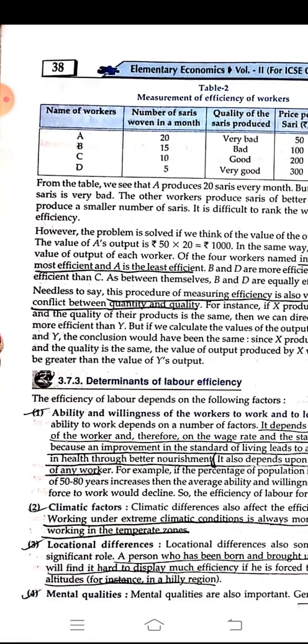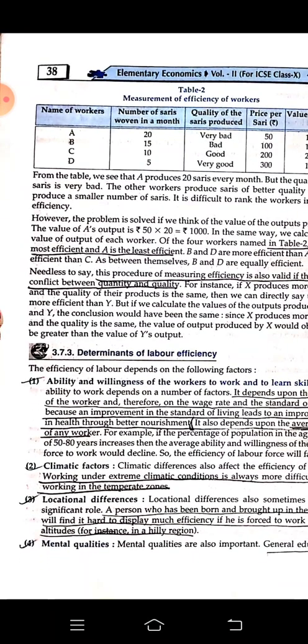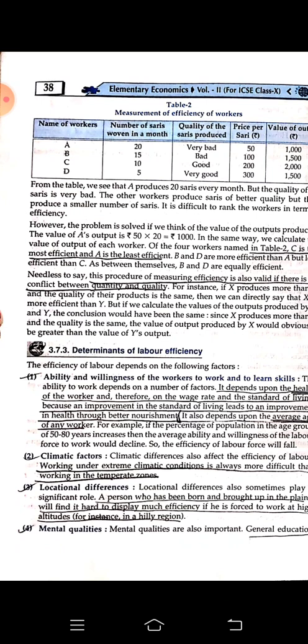Now how to understand which is the most efficient, because in quantity A is good, D is again good in quality. So who is the best person here? So we have to calculate, see the fourth column, price per sari. As A has made 20 saris of very bad quality, each sari will be sold in the market at 50 rupees. That person has made 20 saris. So 20 into 50 we are getting 1000.